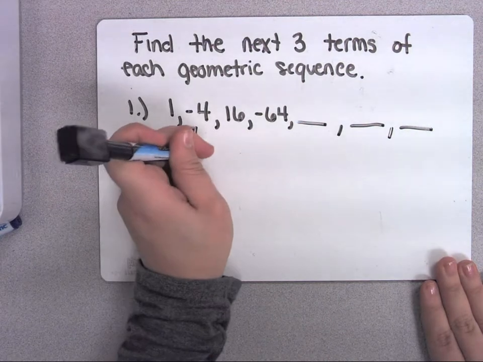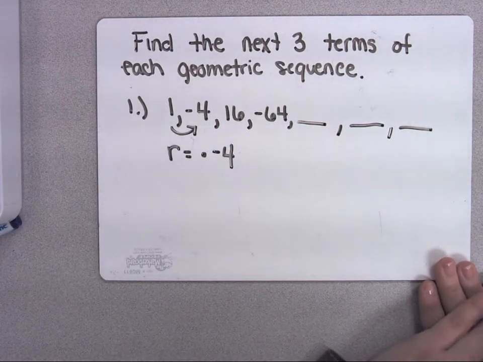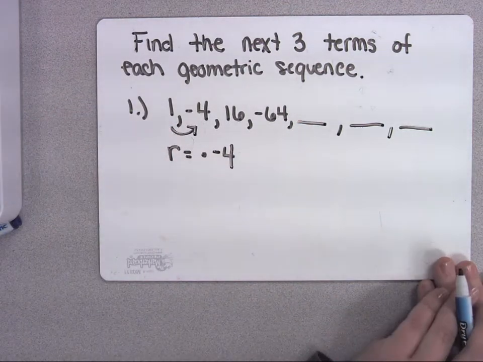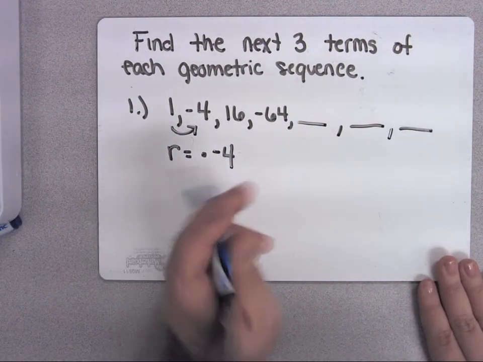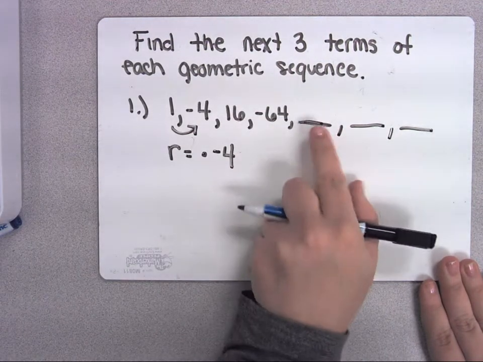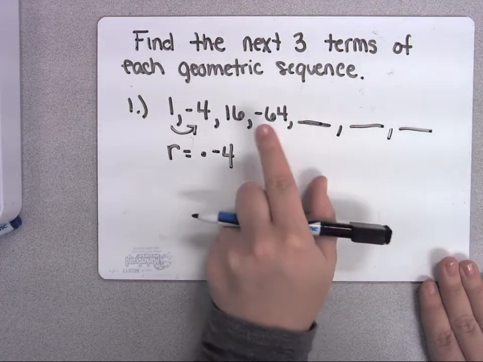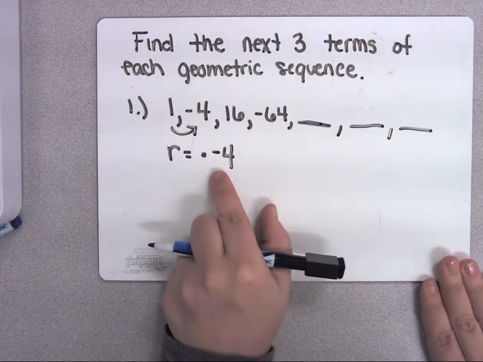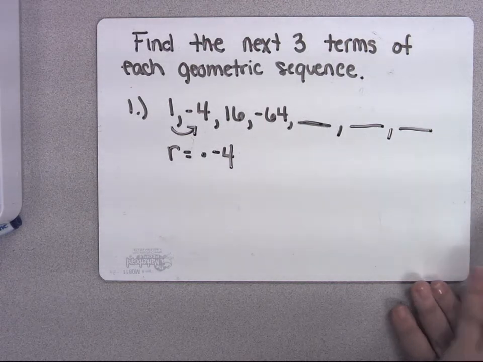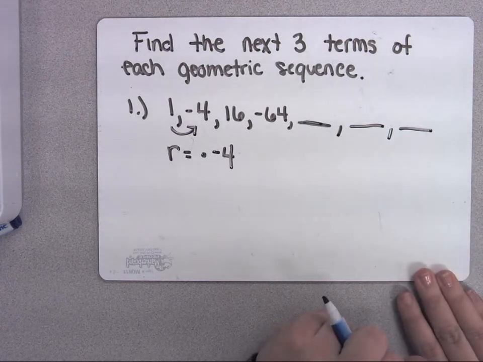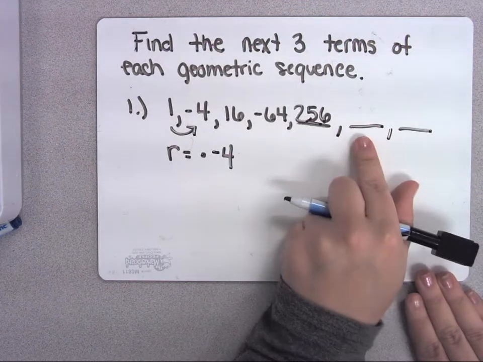Yep, r equals times -4. If you don't believe me, take -4 and divide it by 1, or 16 divided by -4. So what are we going to do to find this first blank? Yep, -64 times -4, because that's what our ratio is. So -64 times -4, what do we get? 256.